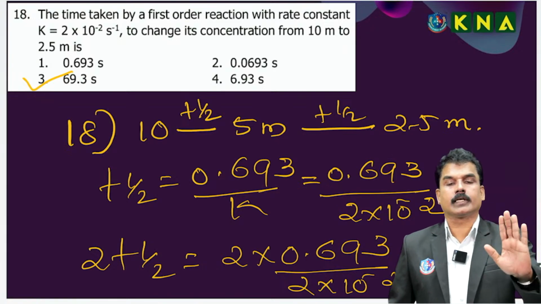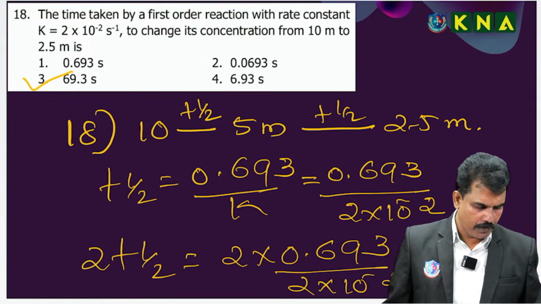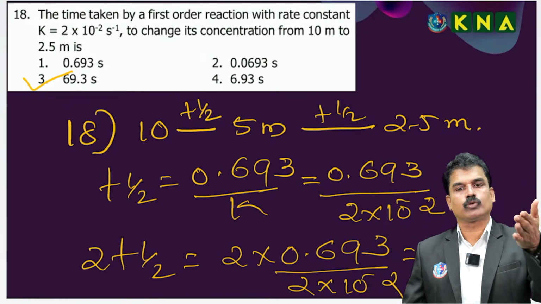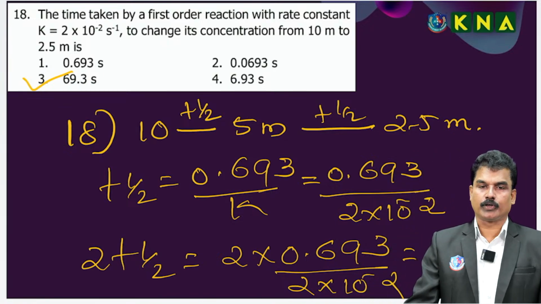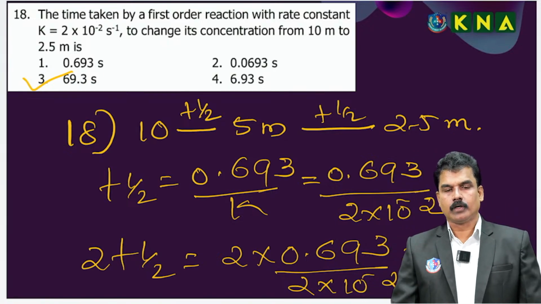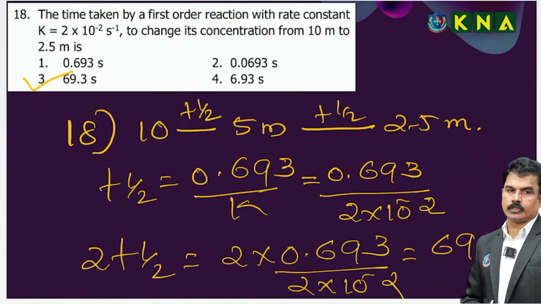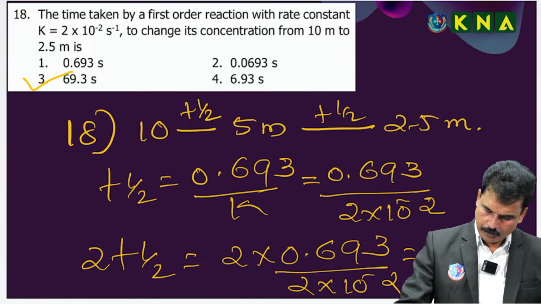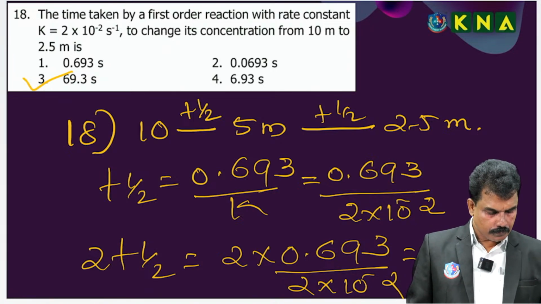When you are given a change in concentration, always check whether it is a multiple of half-life. If it is a multiple of half-life, directly you will be getting the answer. You have to note the 2 T half, so take it 2 times, and you will be getting the answer 69.3. Okay, are you getting the idea now?